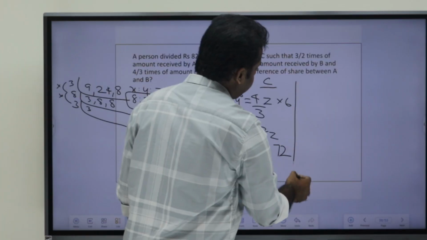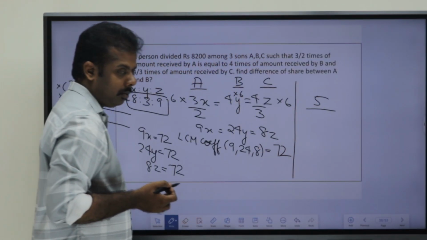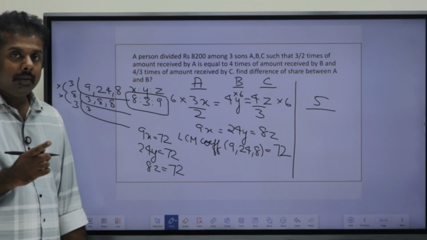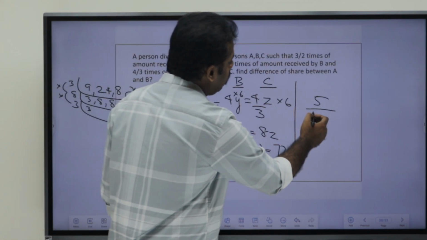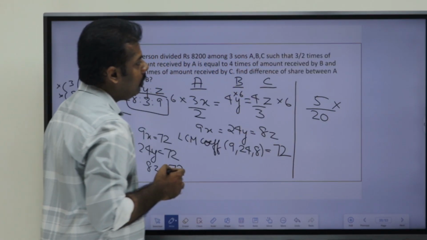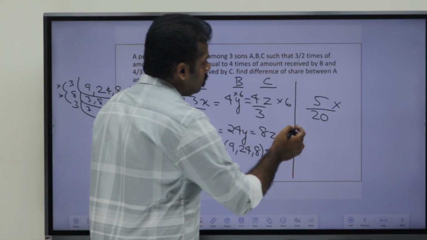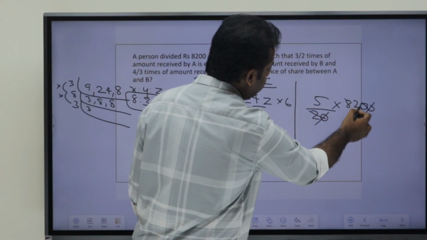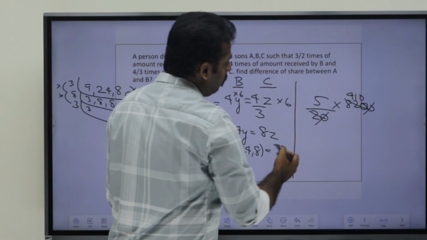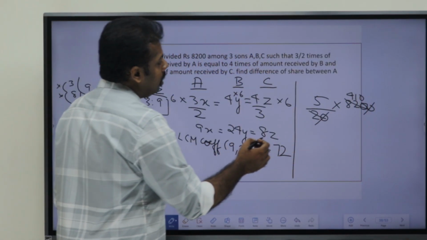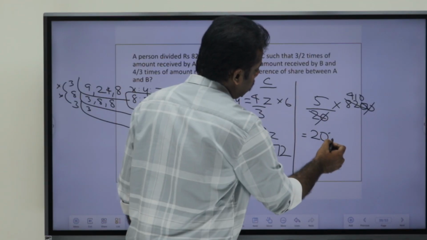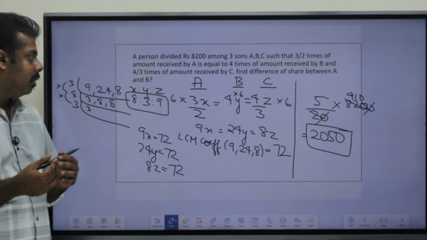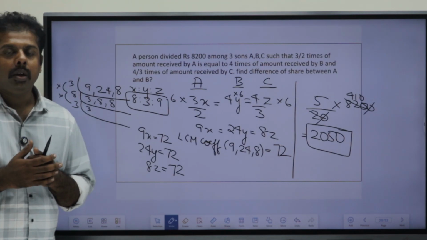So, 5 out of the total share. Total share is the sum of these three ratio numbers: 8 plus 3 is 11, plus 9 is 20. So, 5 by 20 into the total value, that is 8,200. We can cancel it out: 820 by 2 gives us 410. 410 into 5 gives us 2050. So, the difference of share between A and B is 2050.